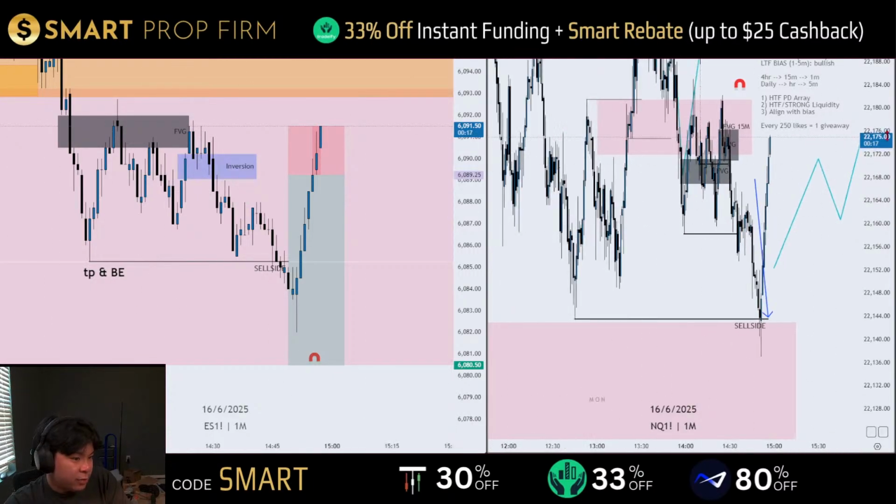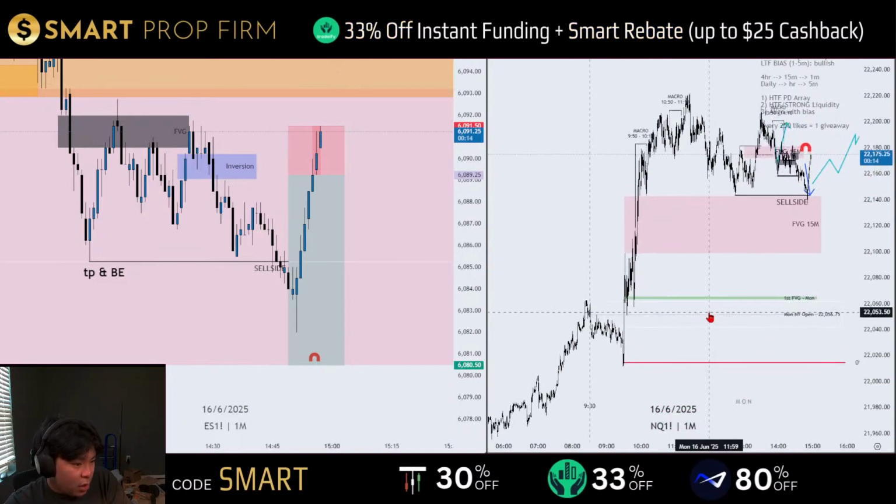AM first fair value gap. First presented fair value gap. Where is that at? All the way down here.